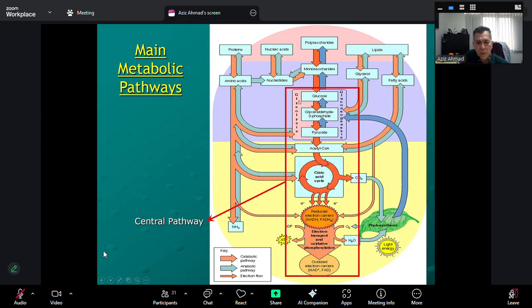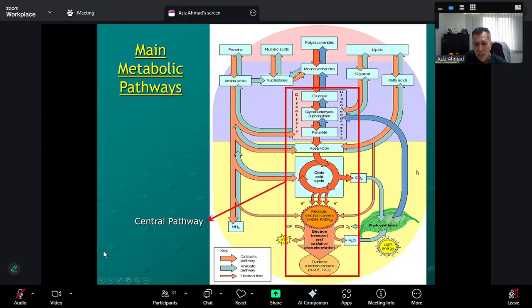If you look at the pathway, there are two other important pathways other than the central pathway: glycolysis and gluconeogenesis. Glyco means sugar, lysis means splitting; gluco means glucose, neo means new, and genesis means synthesis. This happens from pyruvate to glucose or glucose to pyruvate. Then pyruvate to acetyl-CoA is one regulatory site. Another regulatory site is from acetyl-CoA to the citric acid cycle.